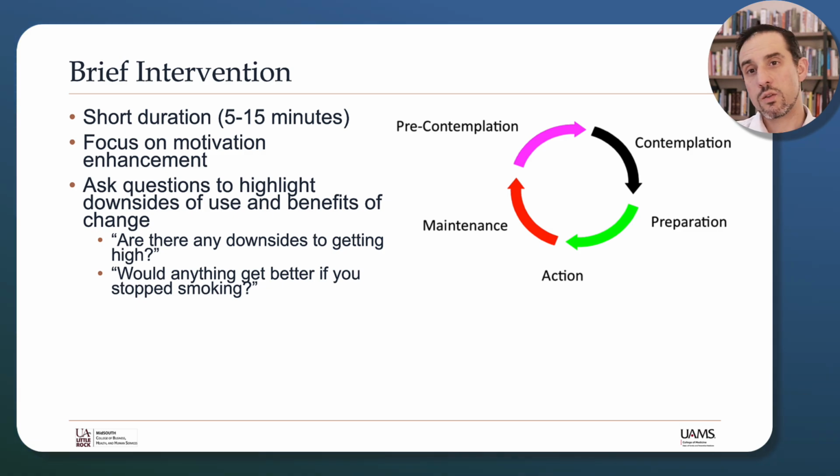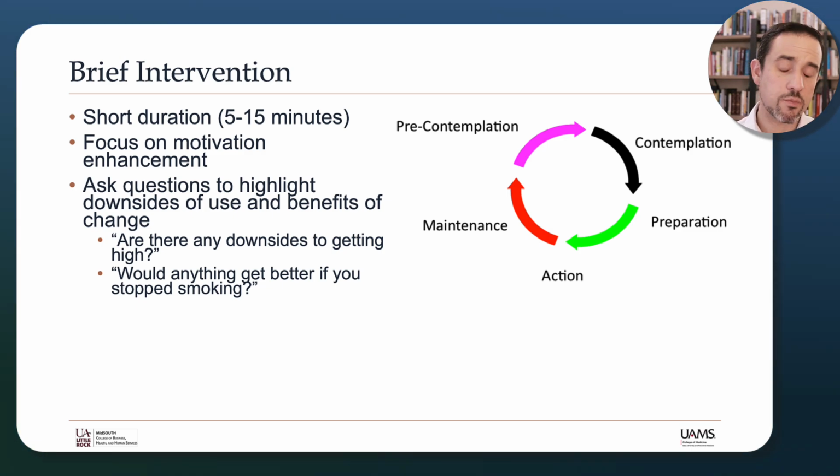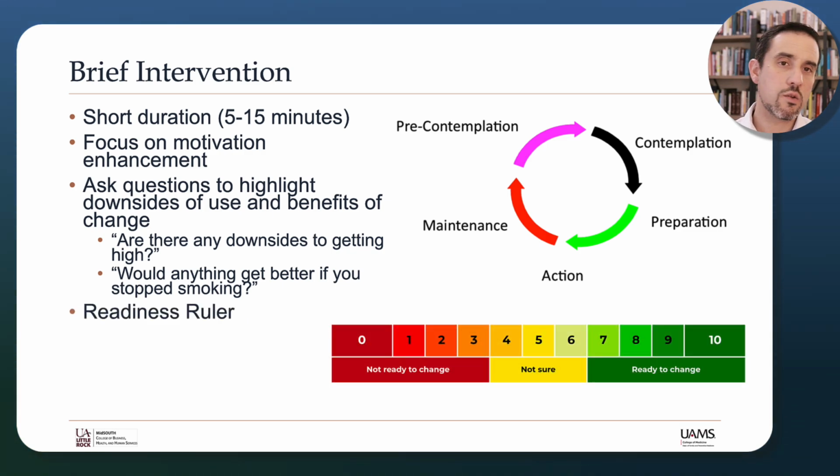A really handy tool you can use if you're wondering, like, how do I have this brief interaction? How do I structure it? Is you can use what are called ruler interventions. And you can do this with a question about readiness, importance, or confidence. All three of those work really well for this.